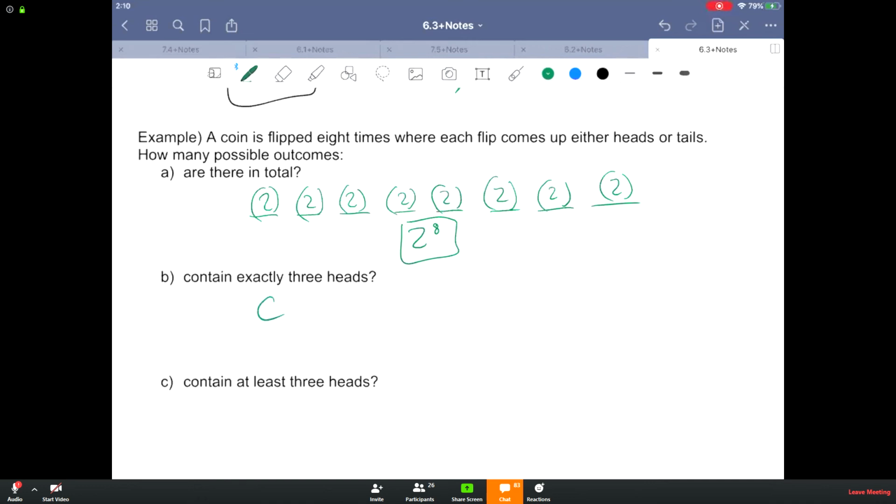So you have a combination. You have 8 spots. You have to pick 3 of them to be heads. I think that's 56. You choose 3. All right, any questions on part B?